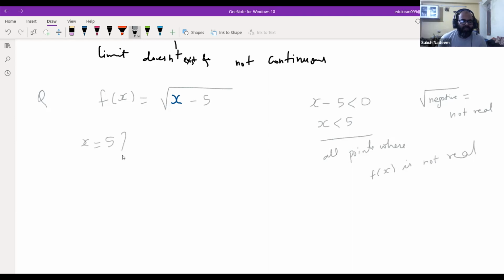Now if you want to check at x is equal to 5, so it is saying find the x values where the following functions are continuous.